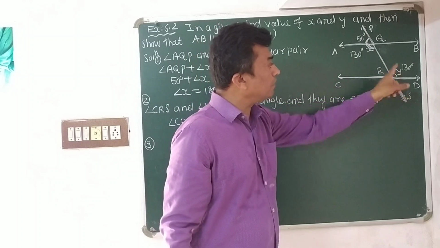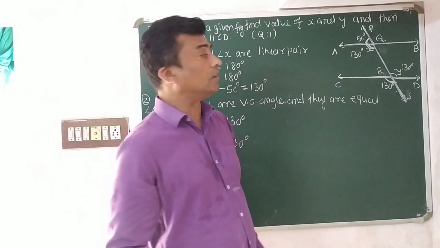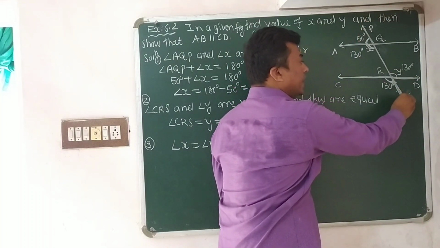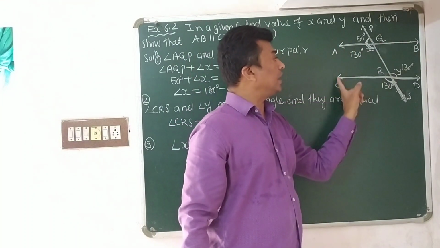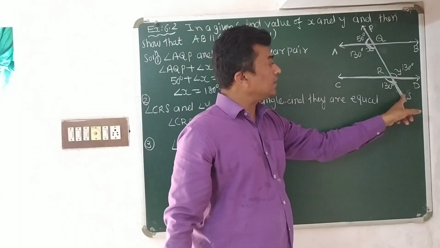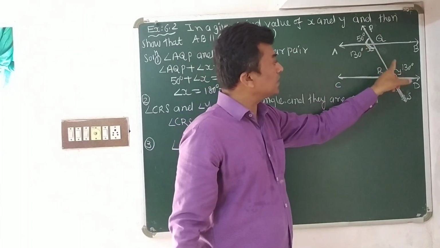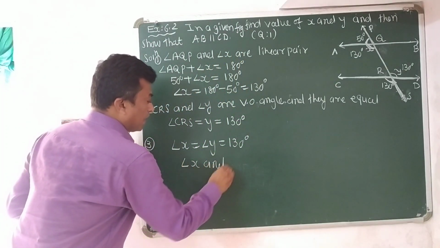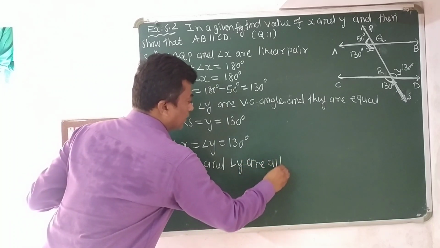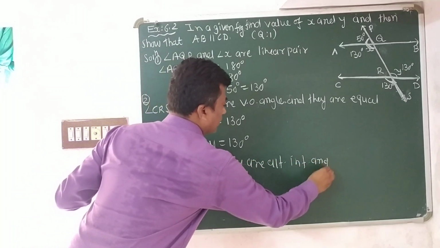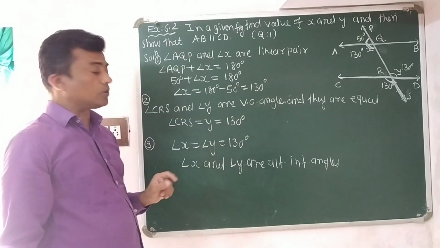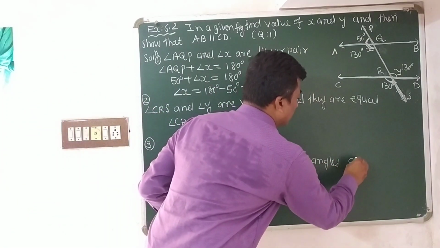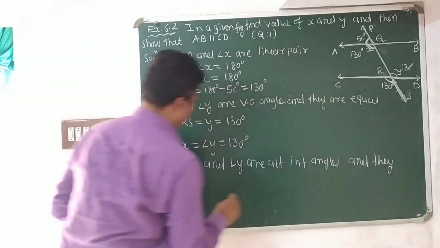And see, children, angle X and angle Y both are alternate interior angles. Line AB and line CD are given to us, and this line PS is their transversal. Angle X and angle Y are alternate interior angles, and they are equal also. See, angle X is equal to angle Y is equal to 130 degree.